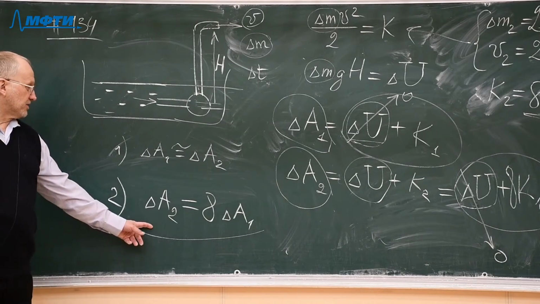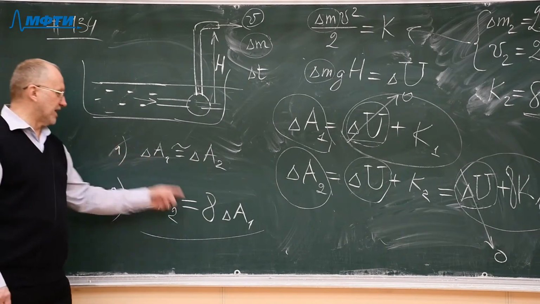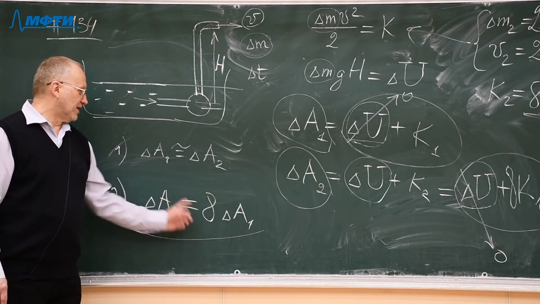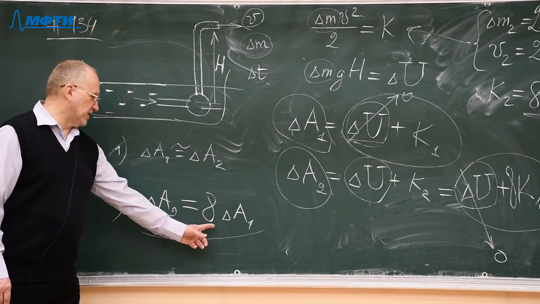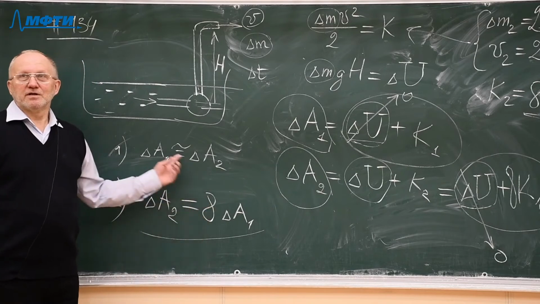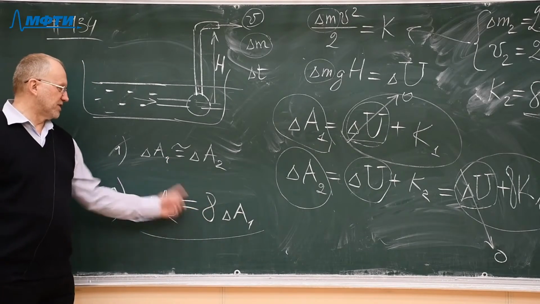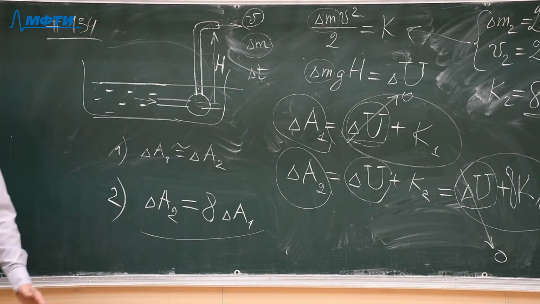And in any intermediate situation, the answer will be something in between: the same power or 8 times the initial power. In any real situation, the answer will be somewhere in between. Why? Why such a large discrepancy?